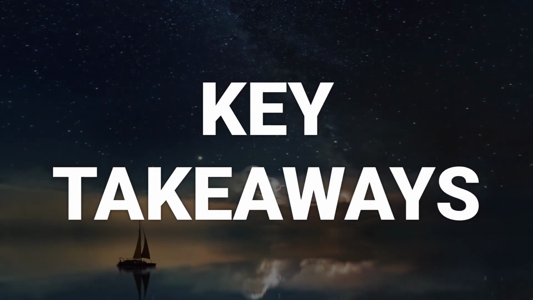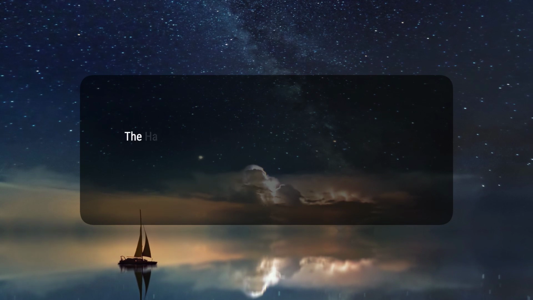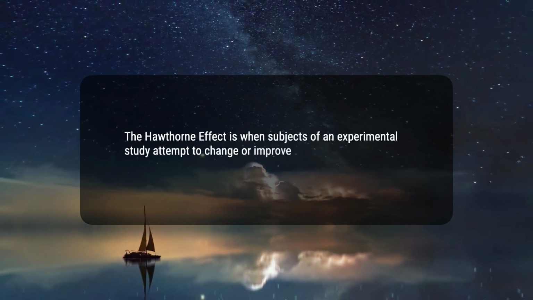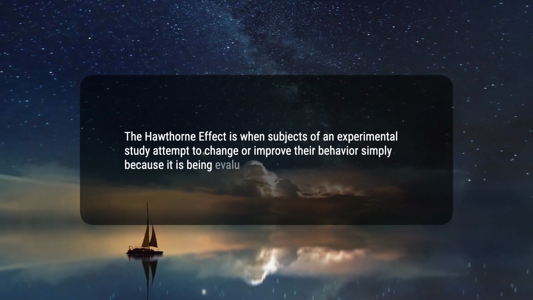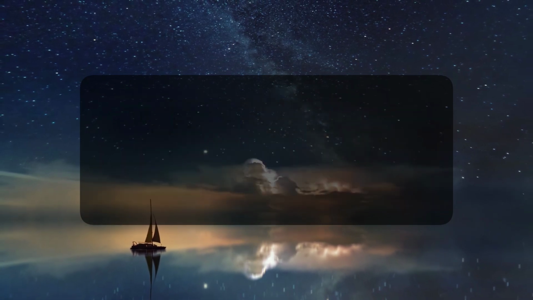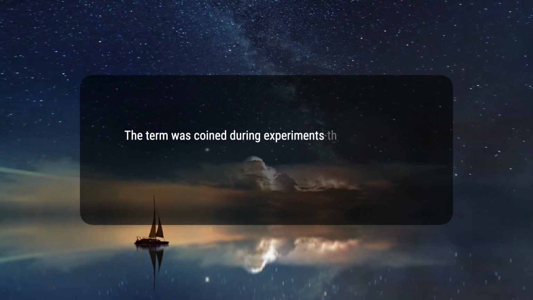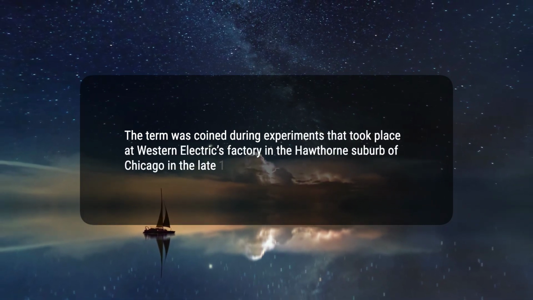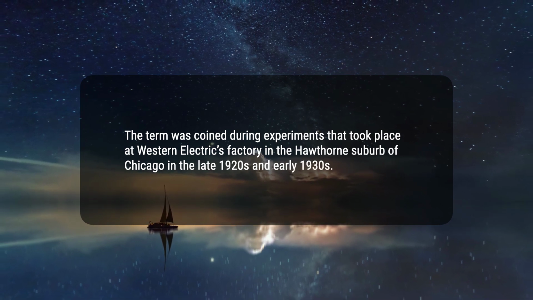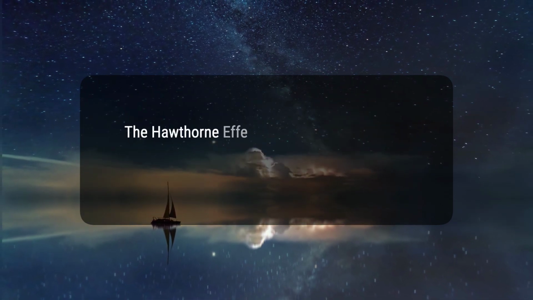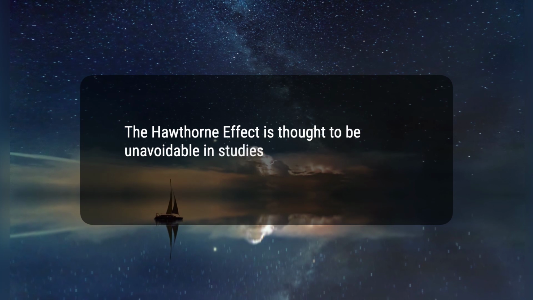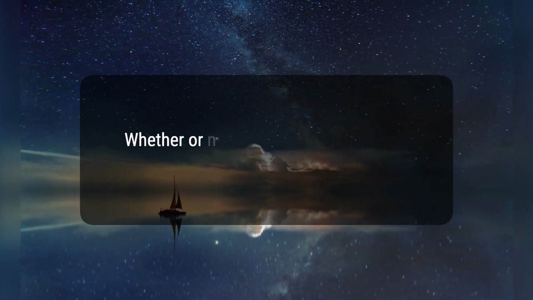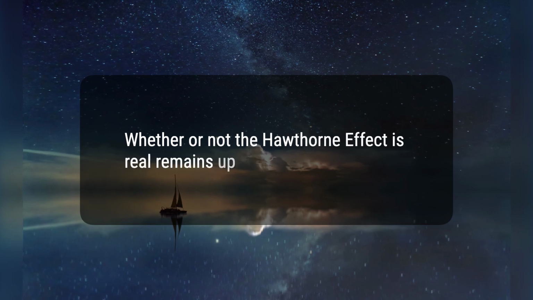Here are 4 key takeaways. 1. The Hawthorne effect is when subjects of an experimental study attempt to change or improve their behavior simply because it is being evaluated or studied. 2. The term was coined during experiments that took place at Western Electric's factory in the Hawthorne suburb of Chicago in the late 1920s and early 1930s. 3. The Hawthorne effect is thought to be unavoidable in studies and experiments that use humans as subjects. 4. Whether or not the Hawthorne effect is real remains up for debate.